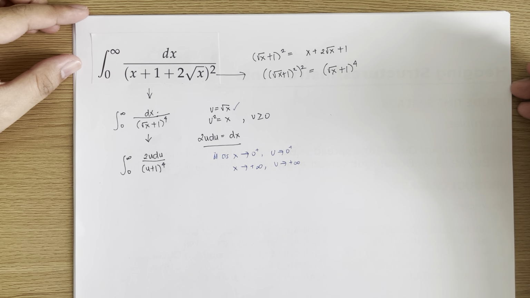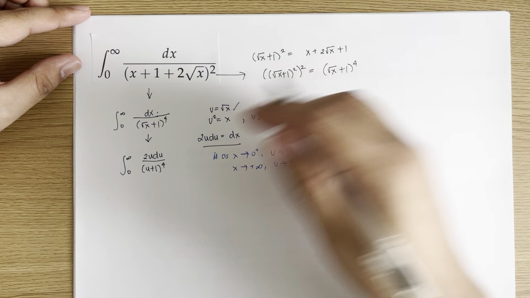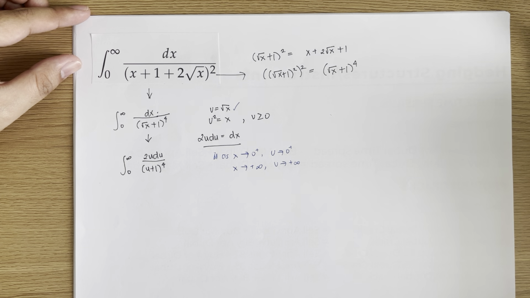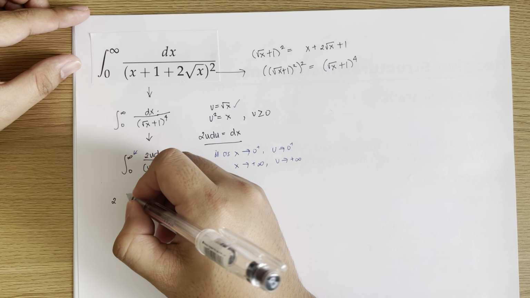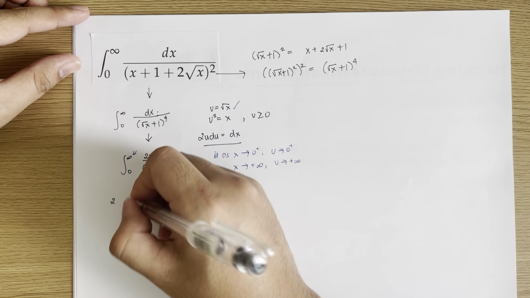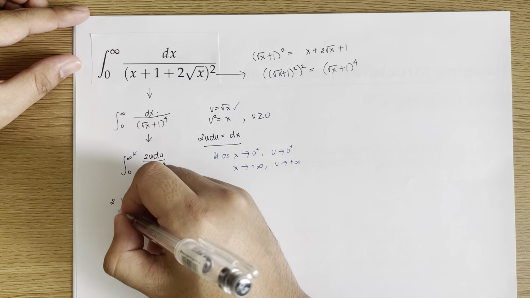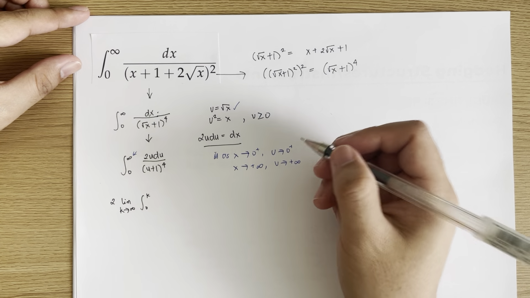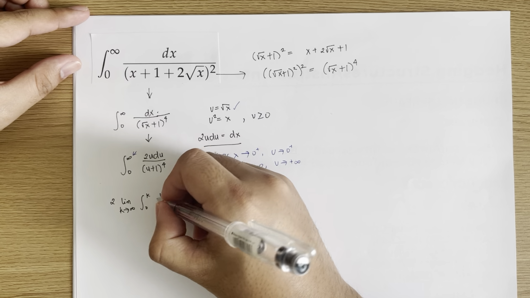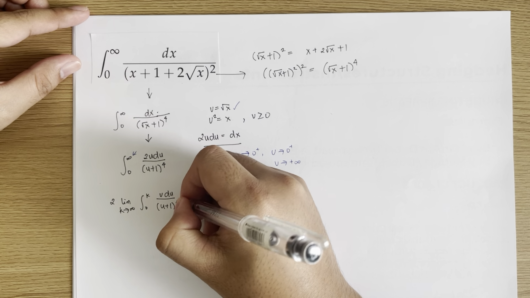Okay? So we can make this more formal by expressing this in terms of a limit, because it's an improper integral with limits at infinity. So we factor out the 2 as well. So the integral is equal to 2 times the limit as k approaches infinity of the integral from 0 to k of u du over (u plus 1) to the 4th.